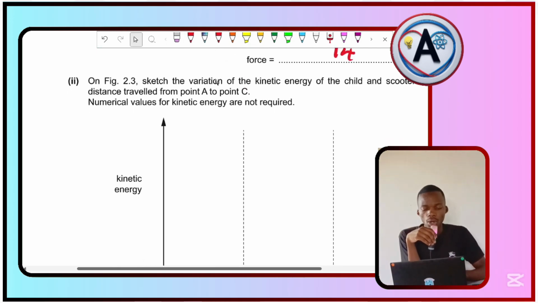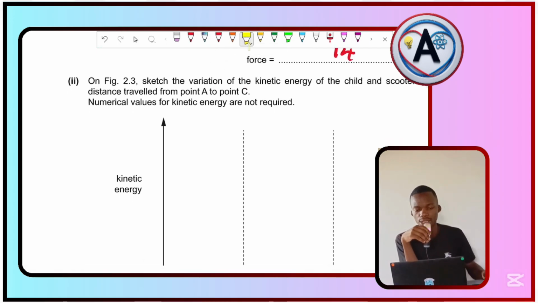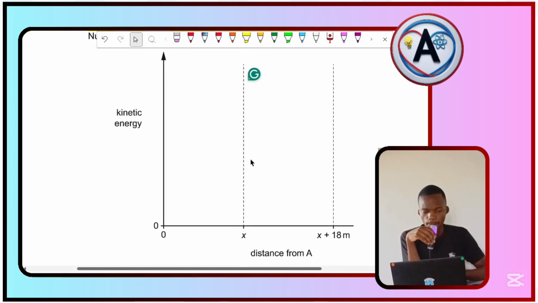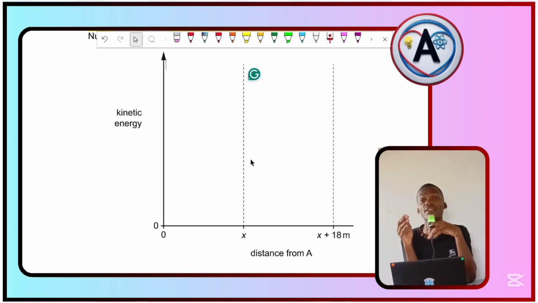On Fig 2.3, sketch the variation of the kinetic energy of the scooter with distance traveled from A to C. Numerical values of kinetic energy are not required. Okay, cool. So we've been asked to plot a graph. I want you to be very mindful of what plotting a graph actually entails. Plotting a graph revolves around equations.